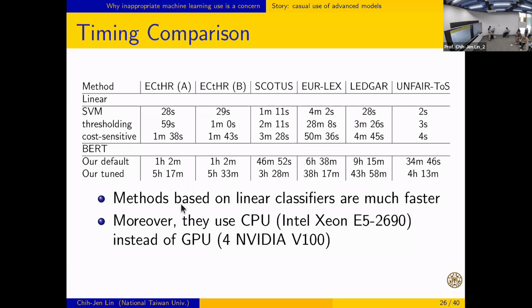So we can see that methods based on linear classifiers are actually much, much faster. And moreover, for linear classifiers, we are running things on CPU, just one CPU. But here, for doing hyperparameter selection for BERT, I need to have a setting of 4 GPUs so that I can finish, say, things in 5 hours.